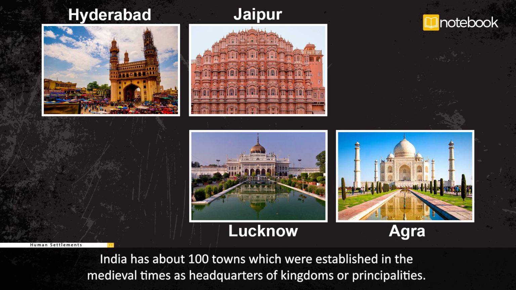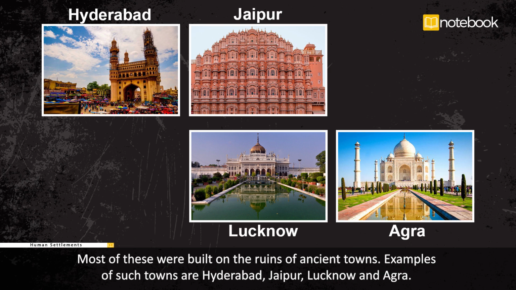Medieval towns. India has about 100 towns which were established in the medieval times as headquarters of kingdoms or principalities. Most of these were built on the ruins of ancient towns. Examples of such towns are Hyderabad, Jaipur, Lucknow, and Agra.